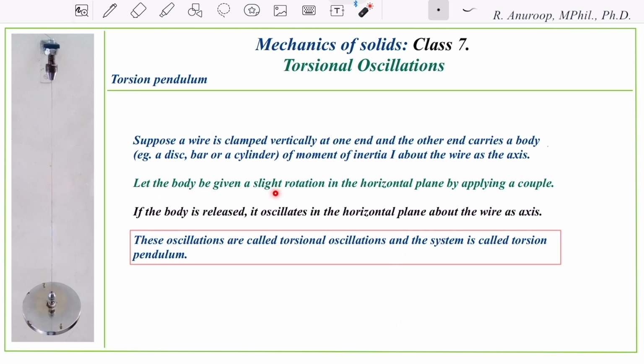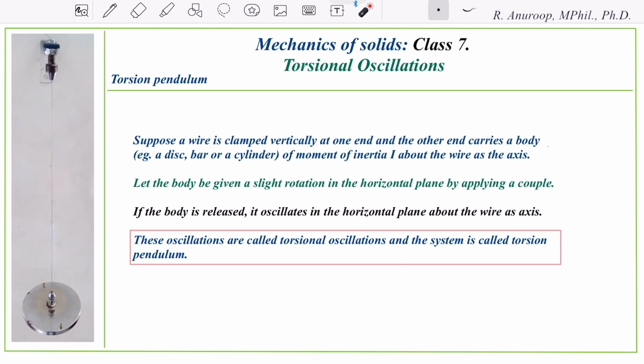Now suppose the body, here it is a disc, is given a slight rotation in the horizontal plane by applying a couple. Suppose I am rotating the disc in the horizontal plane like this.